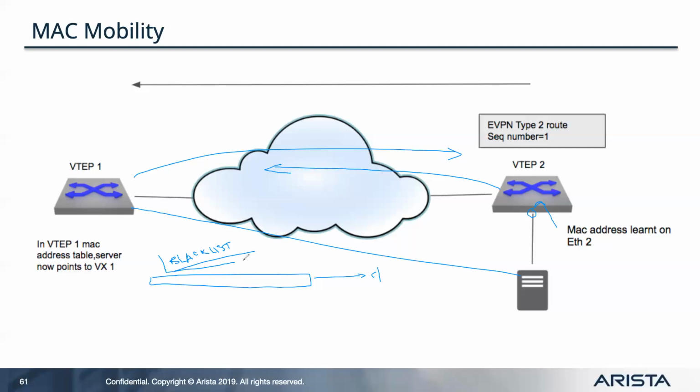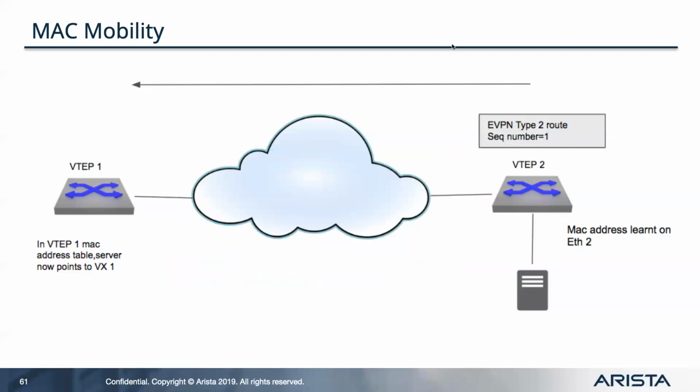So the sequence number is primarily to get the latest updated MAC address during the MAC aging timeout. Is it so? Not MAC aging timeout, it is during MAC learning, right? As soon as you learn a MAC, you advertise that type 2 route with sequence number 1. An update message will be sent from VTAP 2 towards all the VTAPs. Yes, VTAP 2 will send to all the VTAPs.